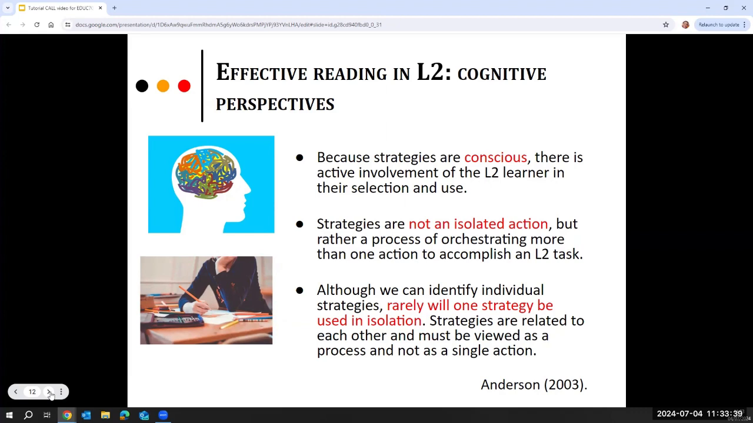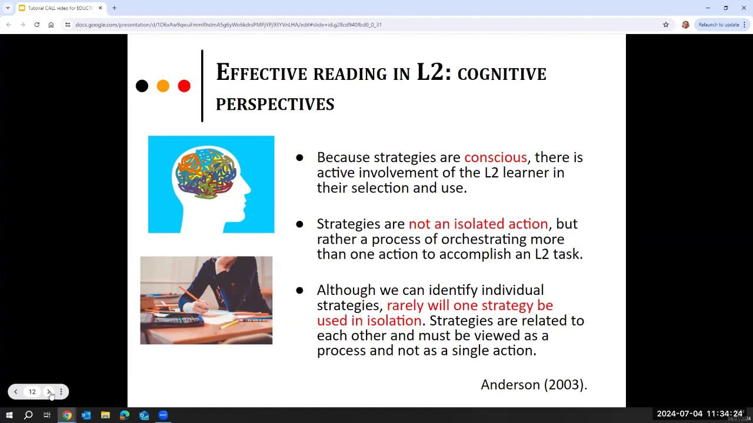So we can identify individual strategies such as note-taking, such as creating a mind map, or making connections between your experience and what you read. And we can then talk about them as the different kinds of things that you do when you are receiving information and processing information in order to then develop your own response to that information.